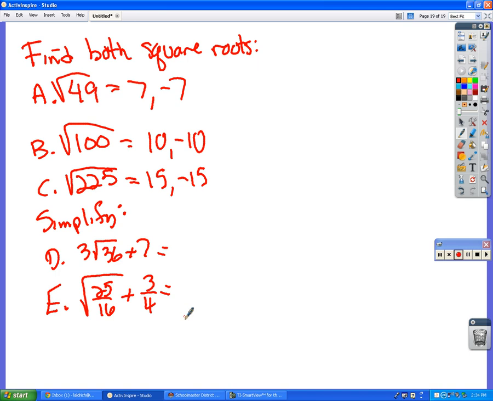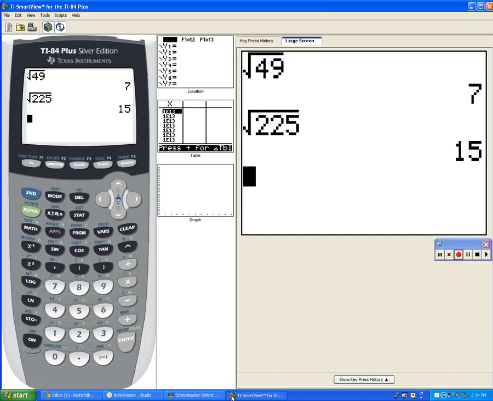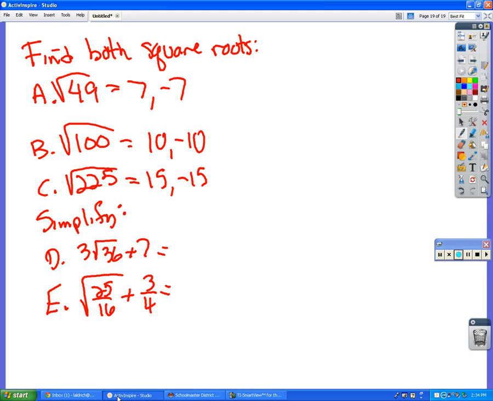You didn't hit the second button. You have to hit second. On mine you have this key first. Mine's newer, right here. Then hit that button, and then type in the number, and you should get what we're looking for. So that's how you can do that on your calculator.